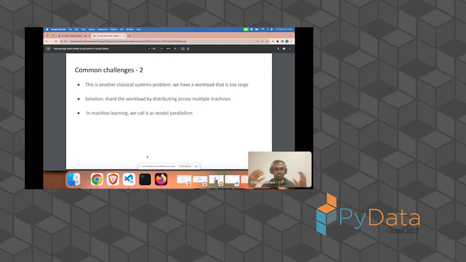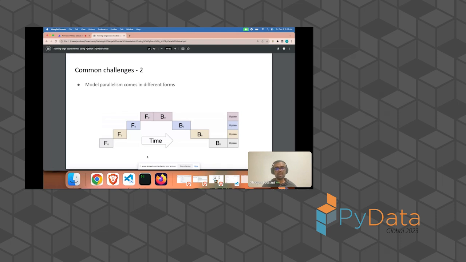So what we'll do is we'll take a big model and we'll break it down into pieces. And these different pieces will be living on different machines. This is one example of what model parallelism could look like. So we have these 8 blocks here. On the horizontal axis, or the x-axis, you have time. And these different colors denote different machines. So you have a model which is distributed across 4 machines.